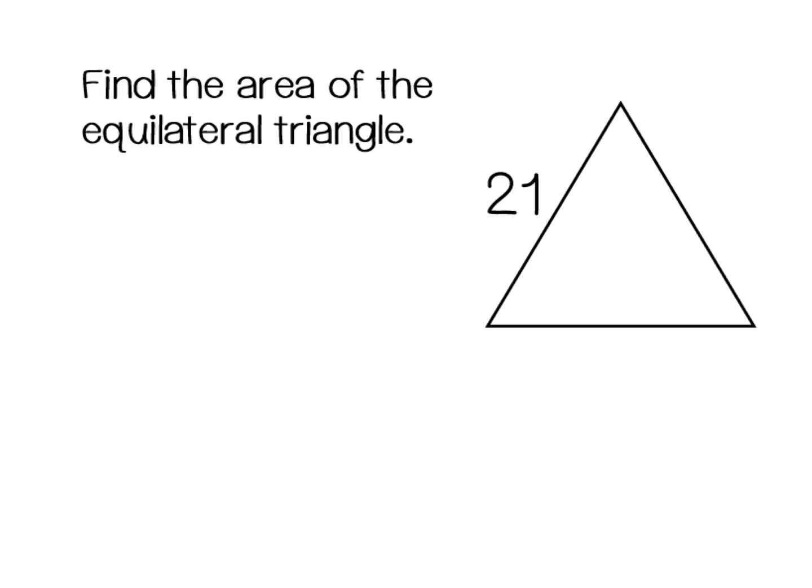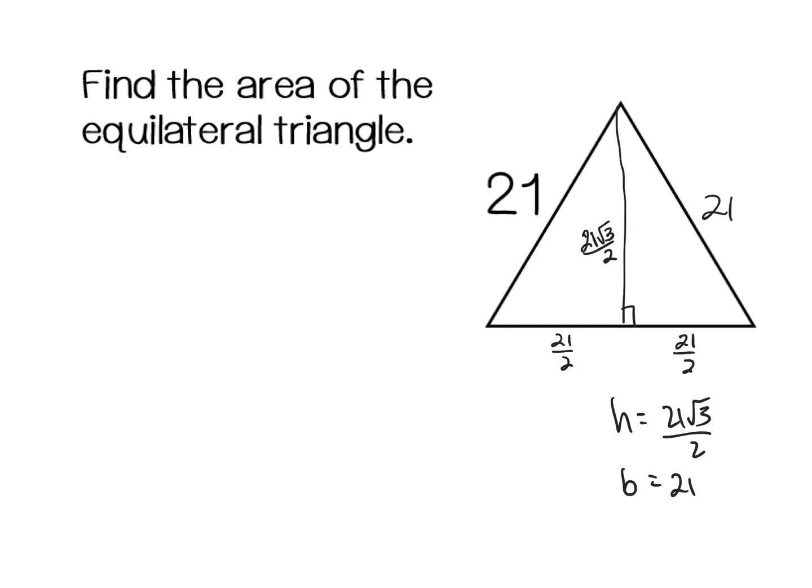Okay, our last example here, we have a side length of 21. I'm going to draw in my altitude. I know since all side lengths are 21, this small half is going to be 21 halves. The other one's also 21 halves. That is my short leg. To get my long leg, I need to multiply it by a radical 3. So I have 21 radical 3 over 2 as my height. And then my base is going to be the entire side, which is 21.